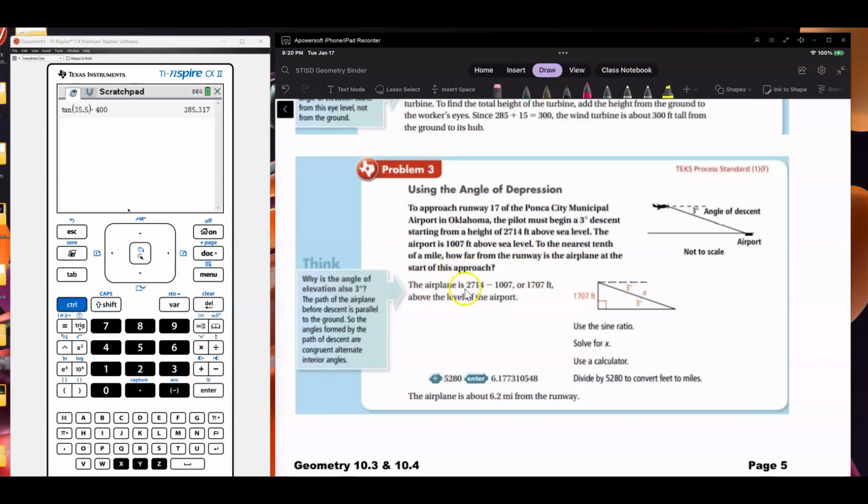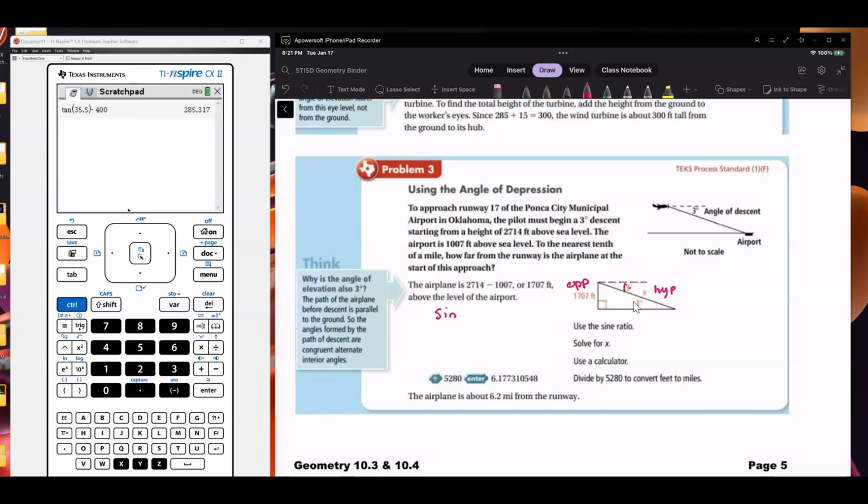The airplane is 2,714 feet above sea level. The airport is 1,007 feet. So we need the difference between the airplane and the airport. The information we have is the opposite side, and we're looking for the hypotenuse. So we're going to use sine.